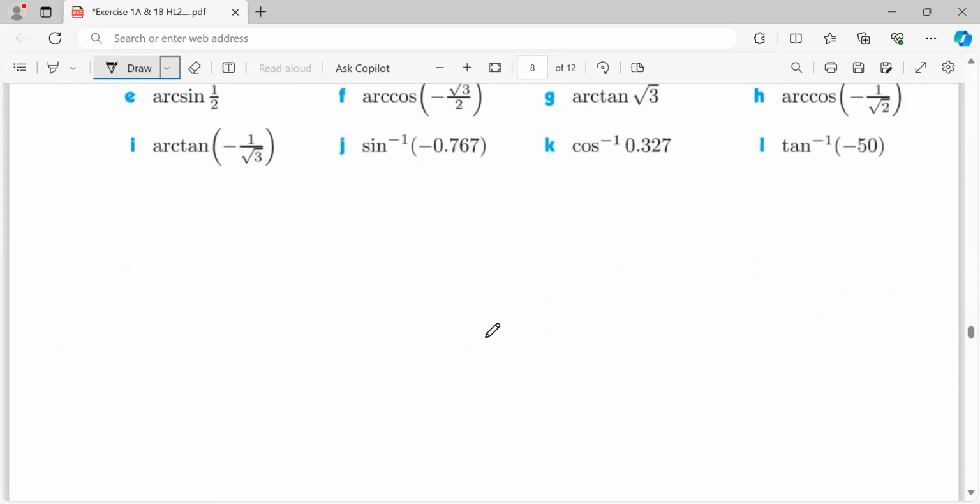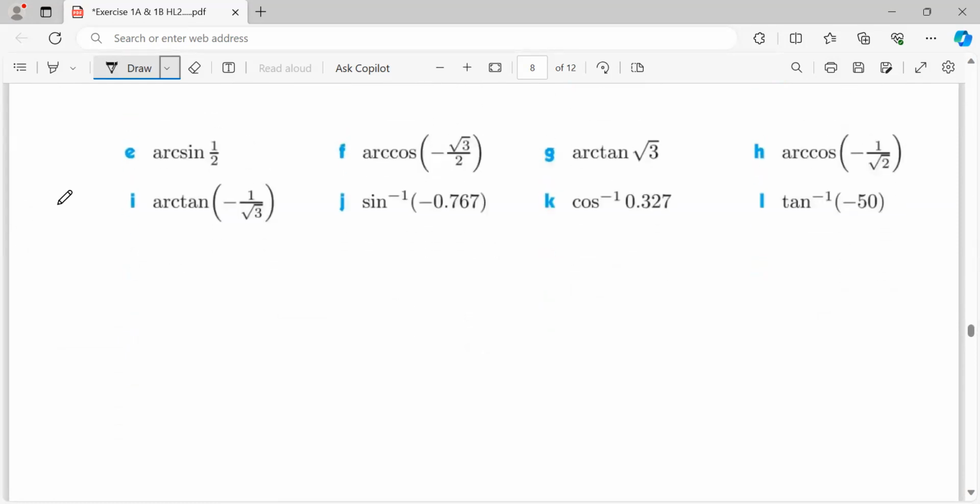Next, E. Arcsine half. Arcsine means inverse sine, sine to the power negative 1. Sine of how much equals half? Okay, sine of pi over 6.